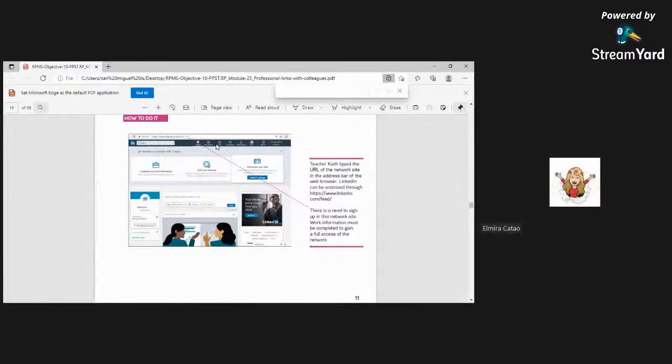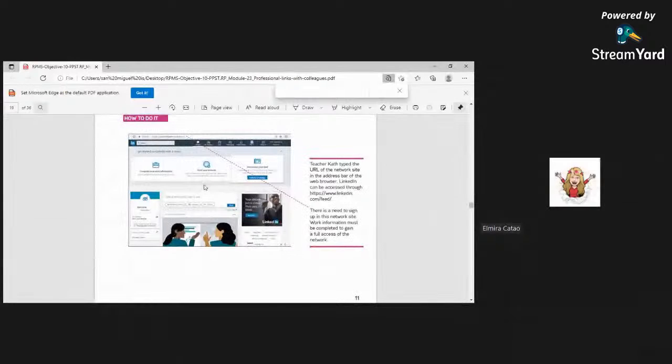So what are examples of these online teacher communities? So we have the DepEd Ako, the Guru, the DepEd Tambayan, and many more. So how to do it? Syempre, you need to be a member of a certain online community. Then you need to sign up.